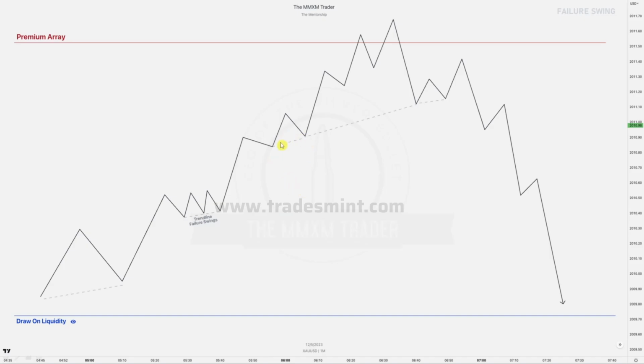And we've got those over here. We've got again a little trend line down here, right? Multiple lows which fail to take out the previous low, even down here at our draw on liquidity and over here.